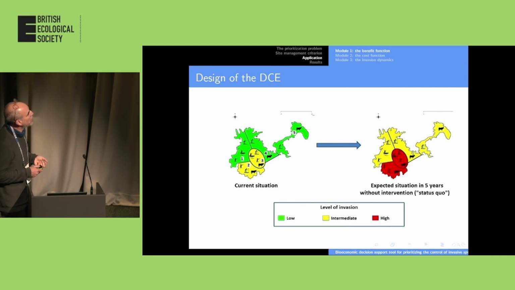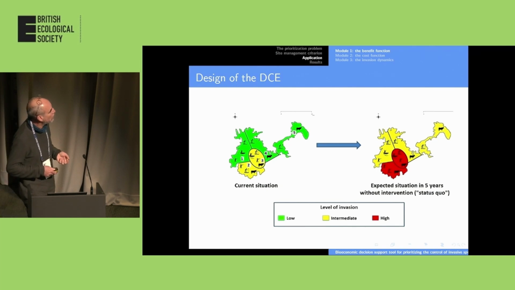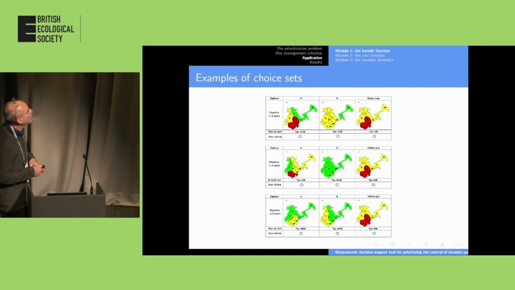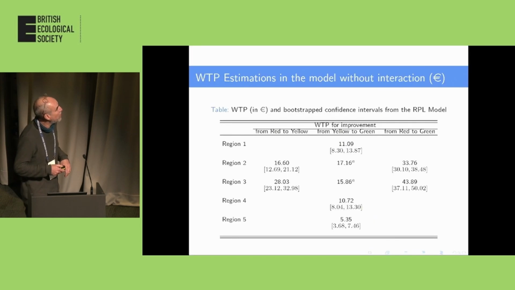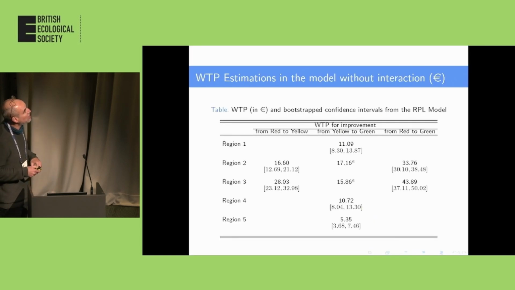And so we showed them how it was right now, or how it would be in 5 years if we don't do anything. This is invasion levels, in a very rough manner. And then we submit them this choice set. They have 8 choice sets like this, and each time they need to make 3 choices. From this, you can infer preferences. In fact, this is willingness to pay.